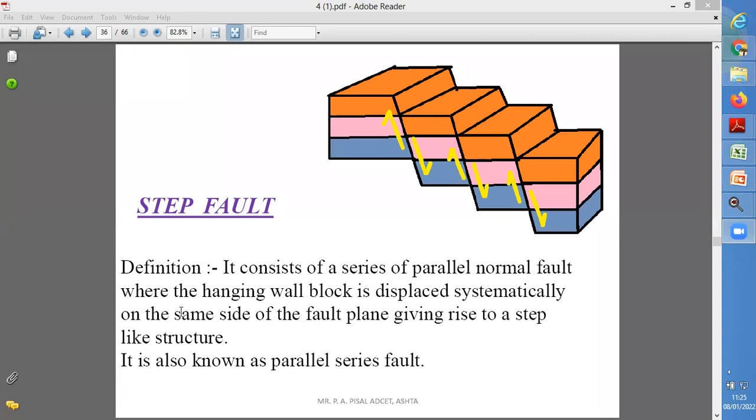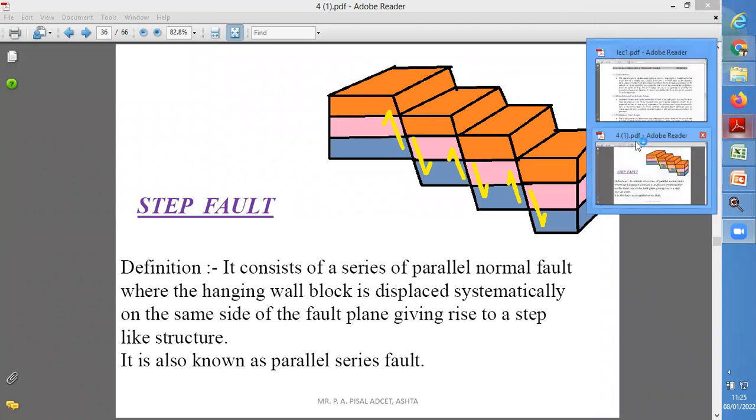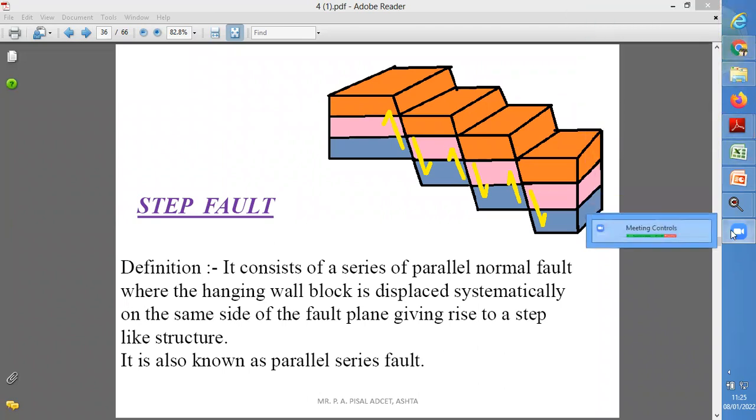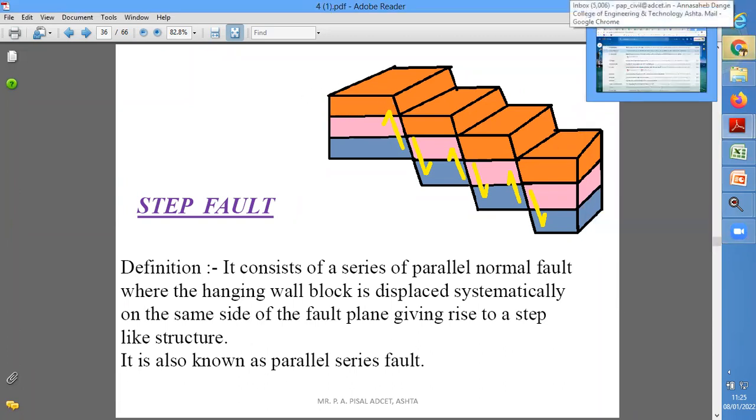Now is the screen visible to you? Yes, sir. Okay. So just wait. I have forgotten all the previous drawings which I had made here.